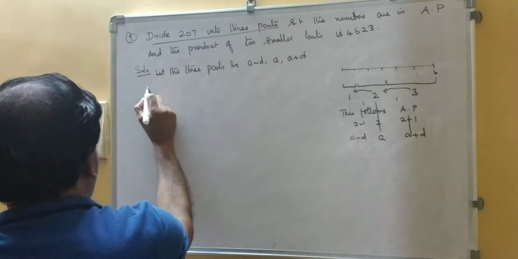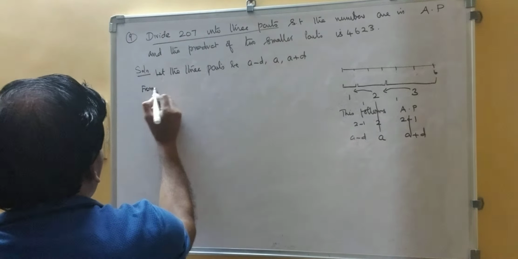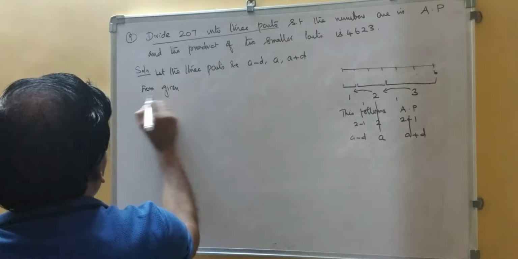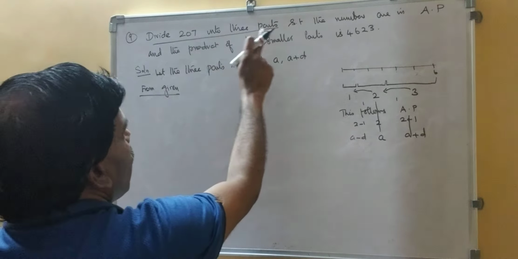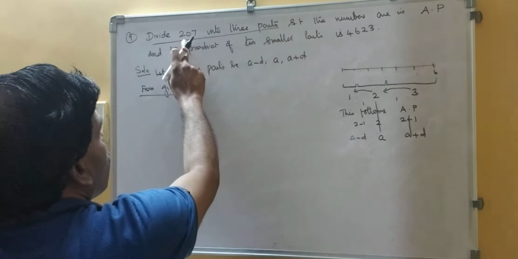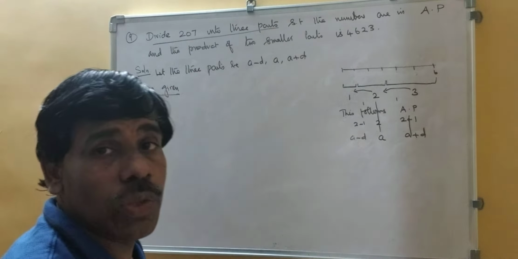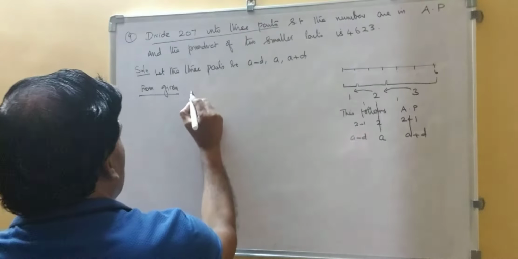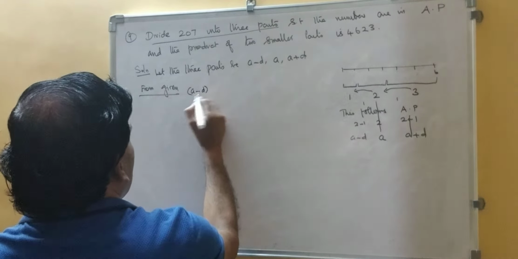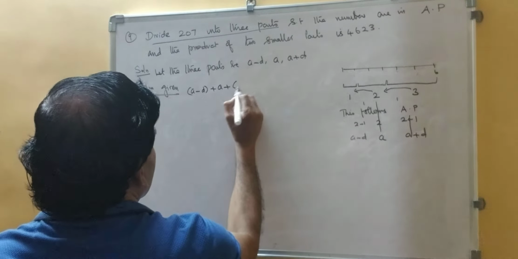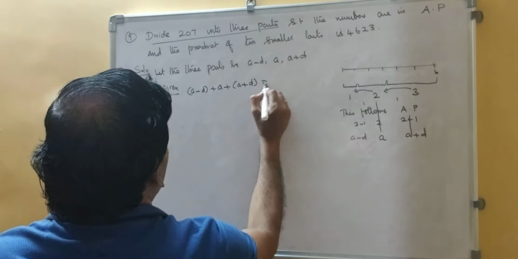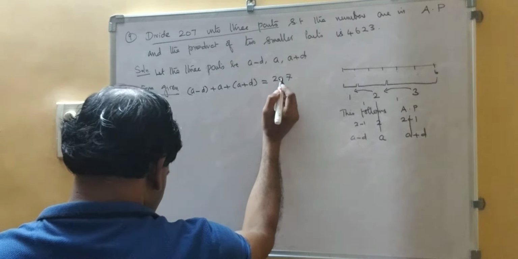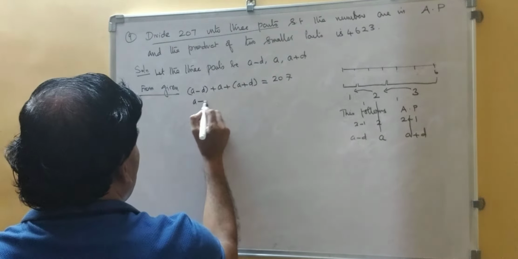From the given condition, divide 207 into 3 parts. If you add those 3 parts, you will get 207. That means a minus d plus a plus a plus d is equal to 207. So we will remove the bracket.